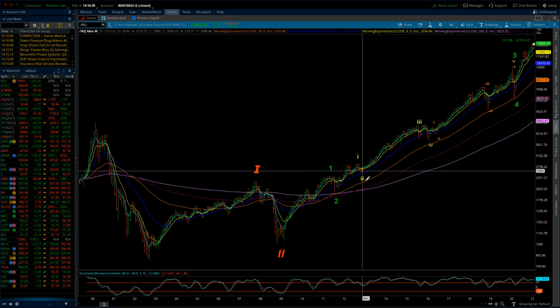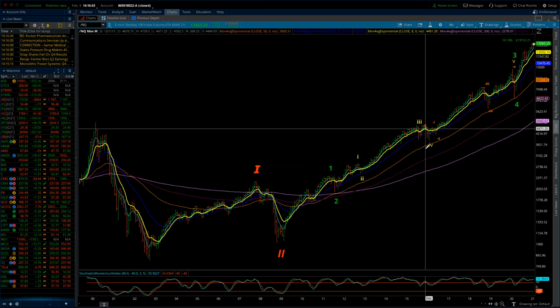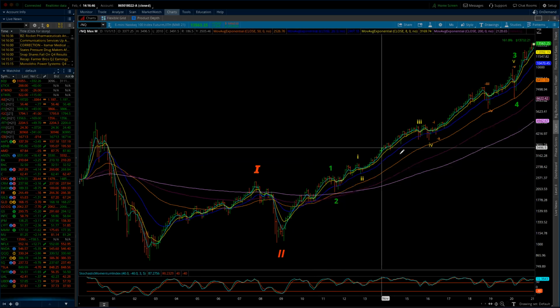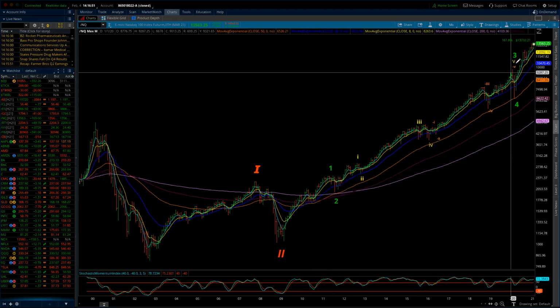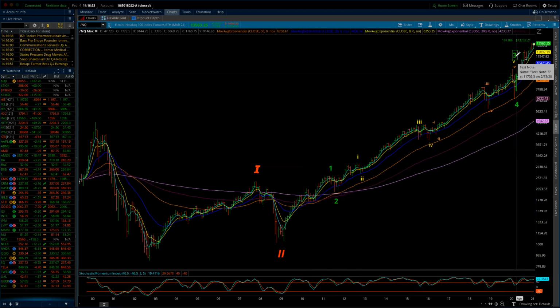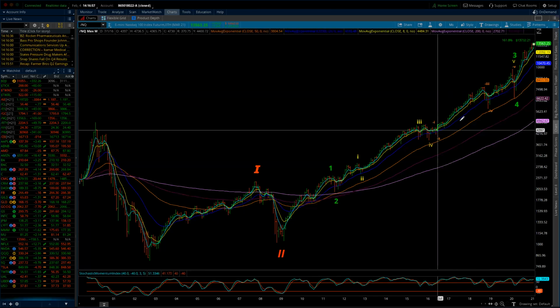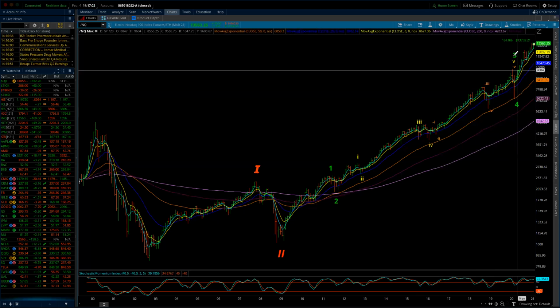And we got 1, 2, 3, 4, and then it subdivides again. So the first, and then within the fifth wave of primary 3, it subdivides again. 1, 2, 3, 4, 5 of 5 of 3.